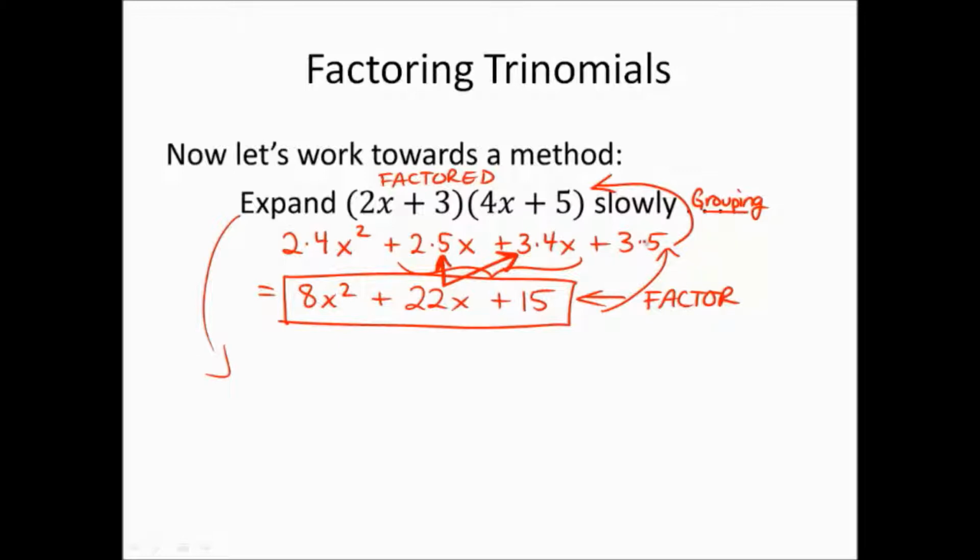So, all we really need to do is figure out how to split this middle term up so that we get the right combination, 10 and 12, so that when we group it, we get back to the factored form. So let's just notice that the middle term is formed by 2 times 5 and 3 times 4. Where did those numbers come from? 15 was 3 times 5, and 8 was 2 times 4.